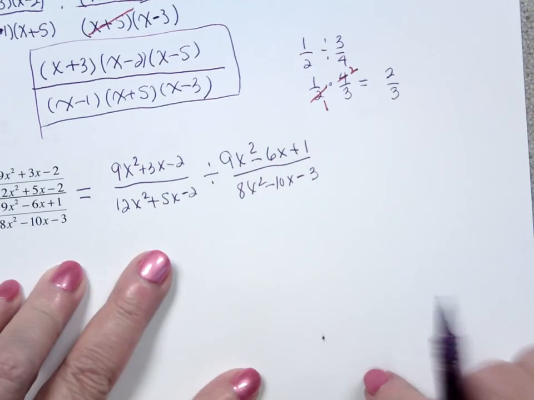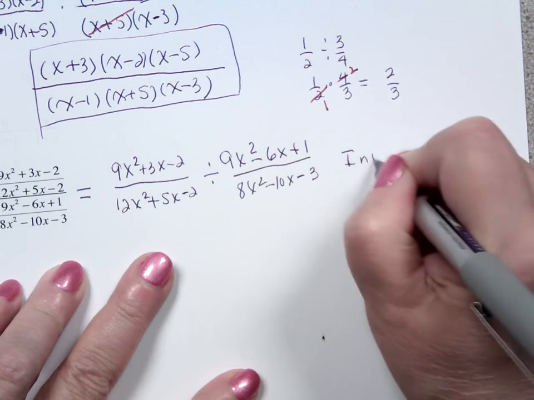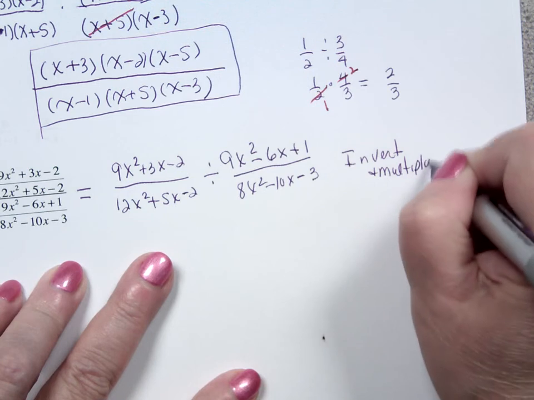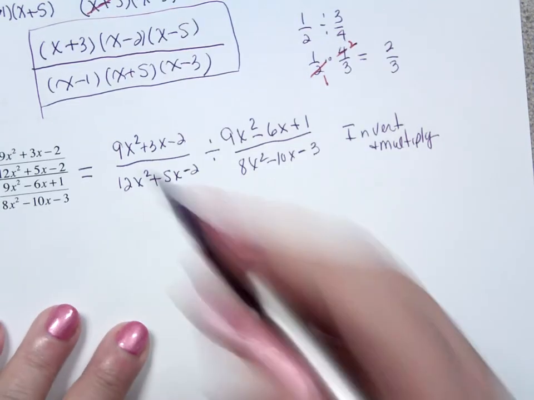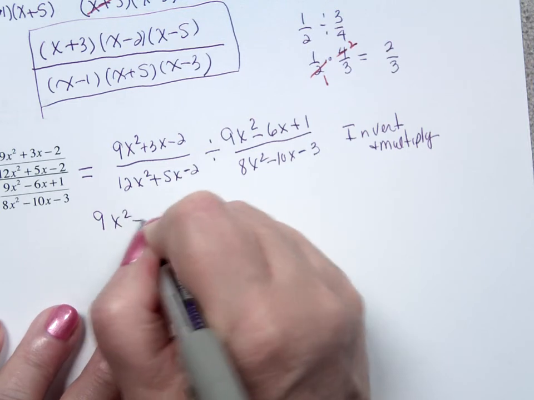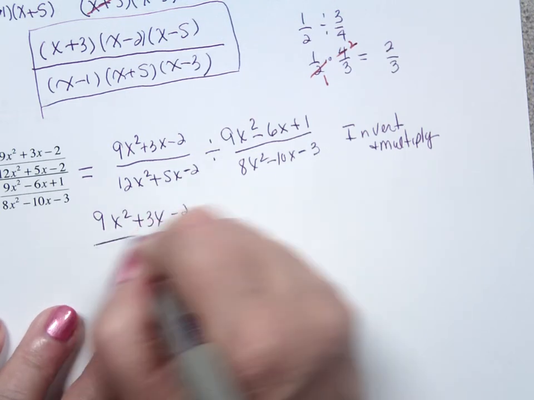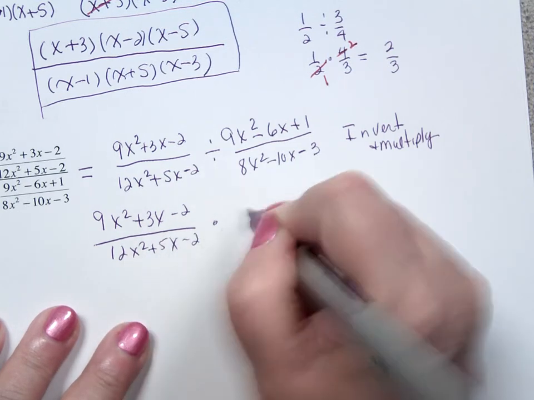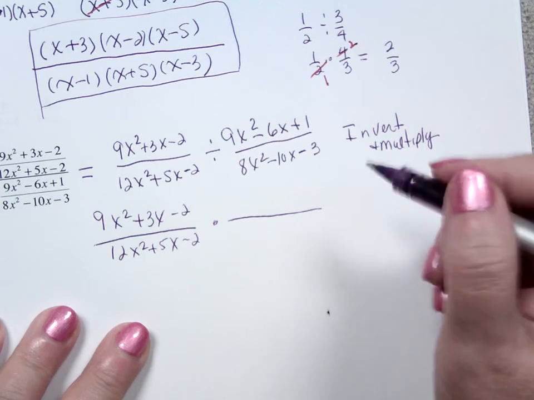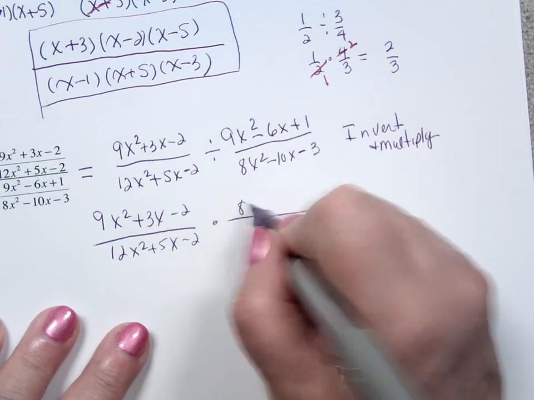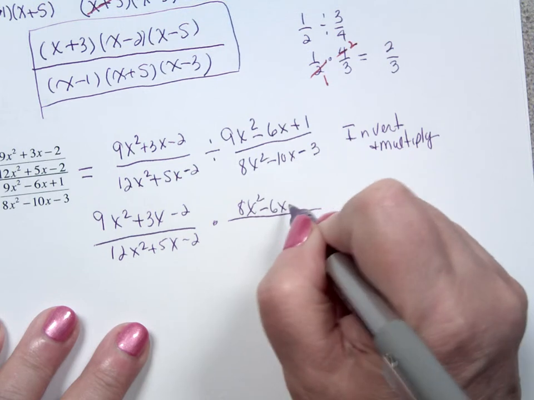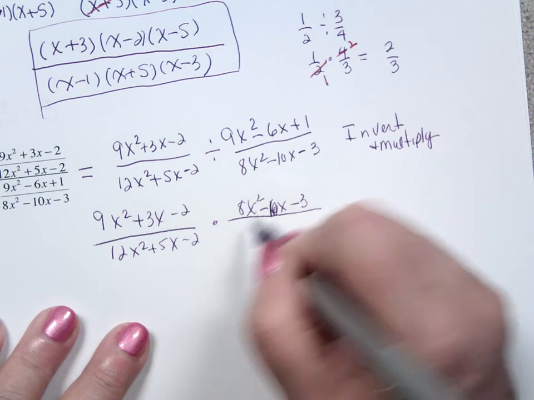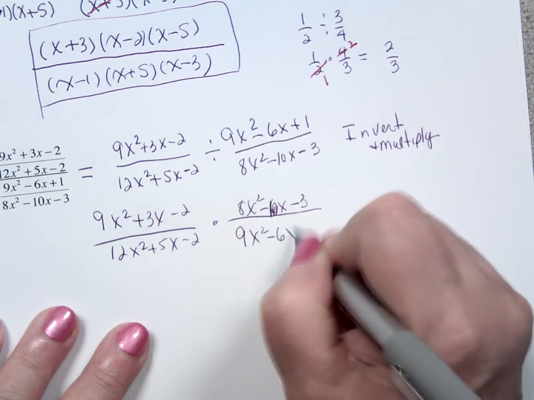So my step in this particular instance would be to invert and multiply. So this then would be 9x squared plus 3x minus 2 divided by 12x squared plus 5x minus 2, times, invert this guy, and you're going to have 8x squared minus 10x minus 3, and 9x squared minus 6x plus 1.